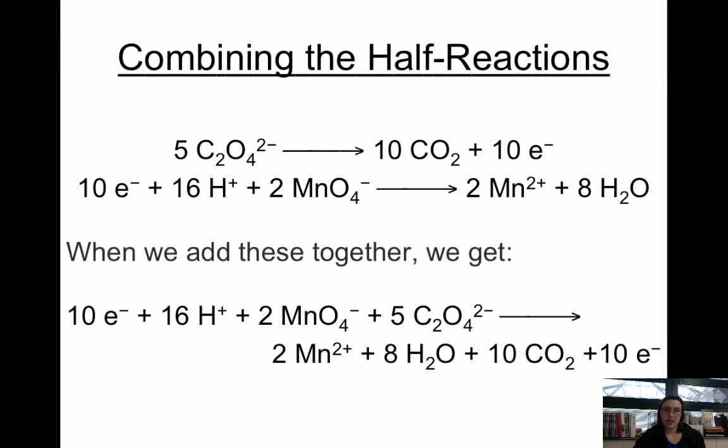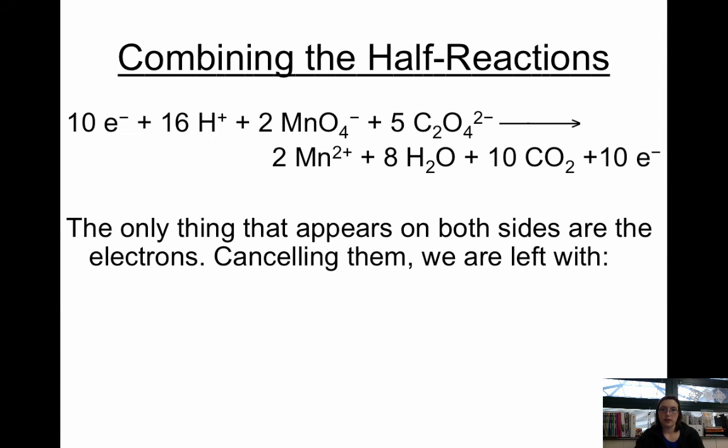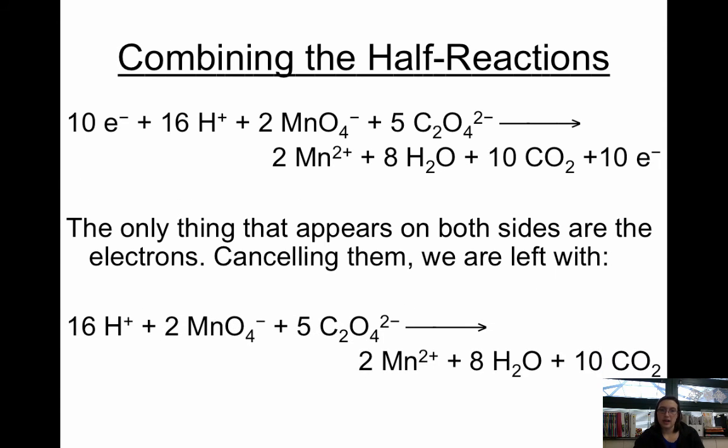Okay, so when we add them together, right, this is what we get. We have 10 electrons on the left, we have 10 electrons on the right. So what we can do now is we can cancel anything that's on the same side. So 10 electrons, and that's all that is the same on the left as on the right. Okay, so we can cancel them out, and then this is what we get for our balanced oxidation reduction reaction.